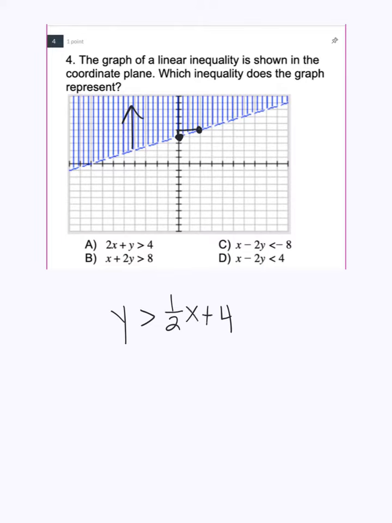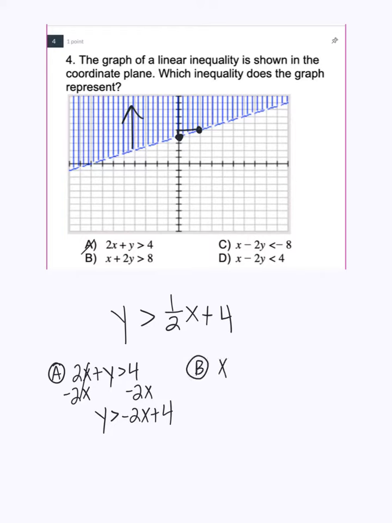Well, obviously all of my equations are not in that format, so I'm going to have to solve each one until I get the one that is in that format. If I solve this one, I'm going to subtract 2x. So y is greater than negative 2x plus 1. So A doesn't work.